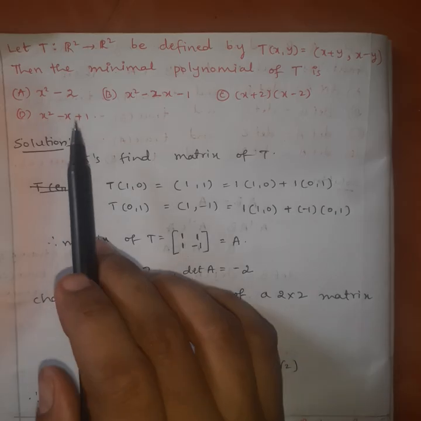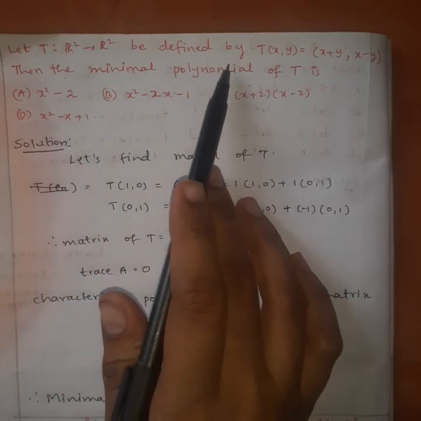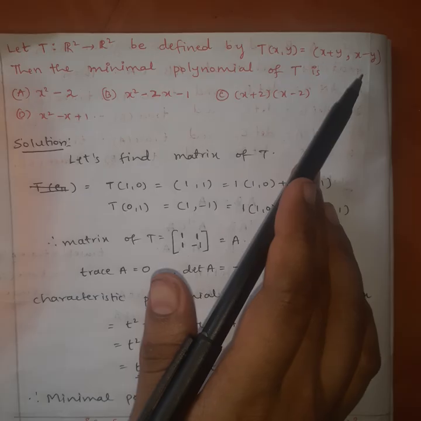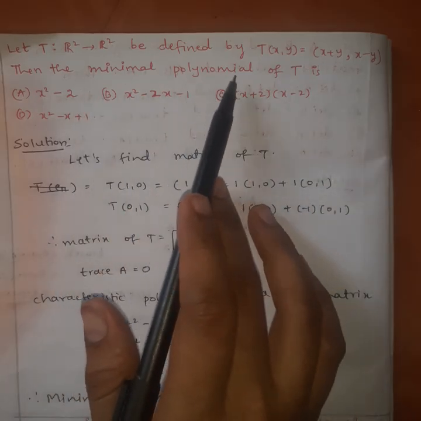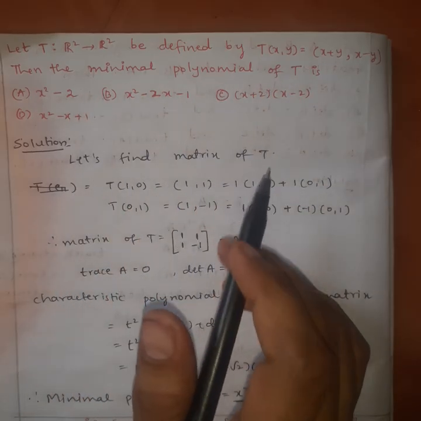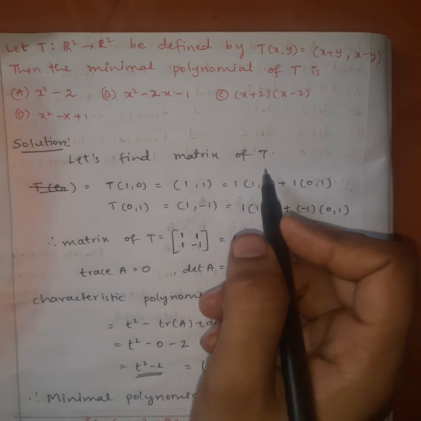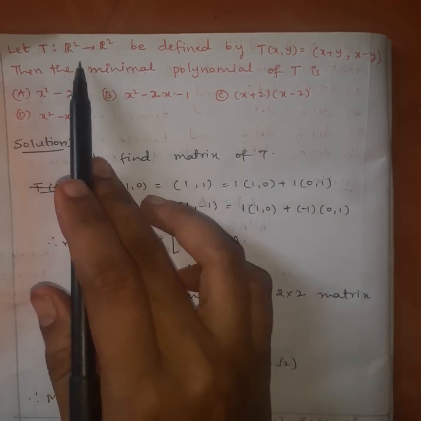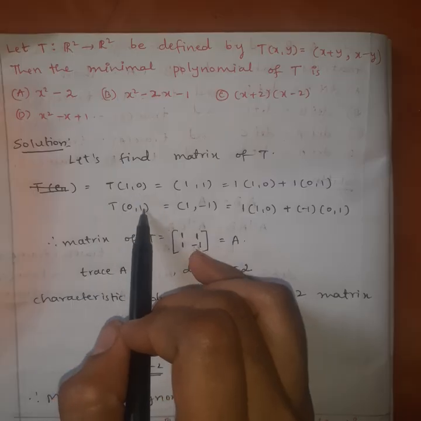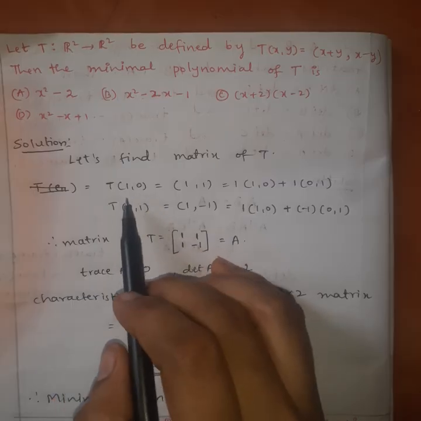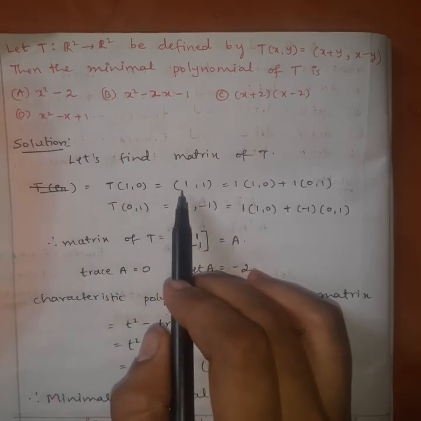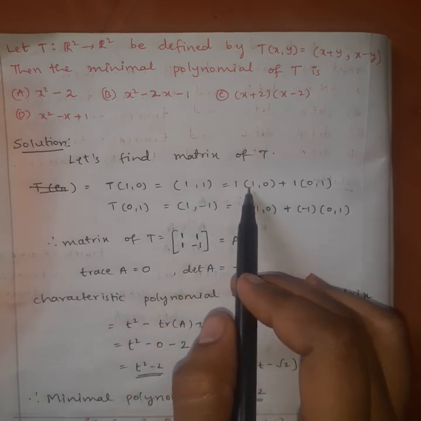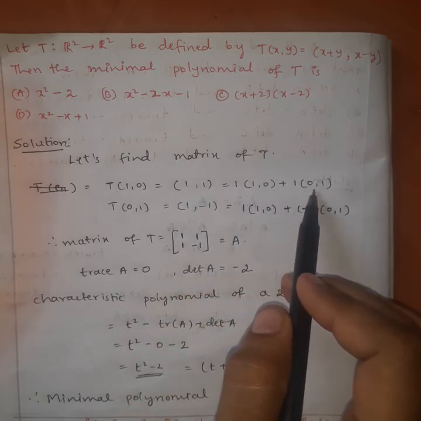Next question. Let T from R2 to R2 be defined by T(x, y) = (x + y, x − y). Then the minimal polynomial of T is. Okay, so let us find the matrix of T. We know that for R2, (1, 0) and (0, 1) is the standard basis. So T(1, 0) gives (1, 1), which can be written as 1 into (1, 0) plus 1 into (0, 1).